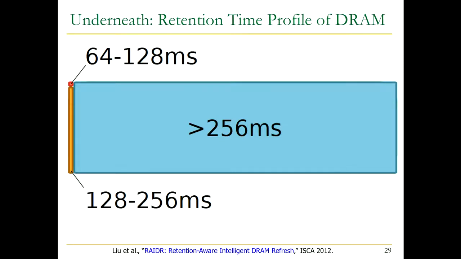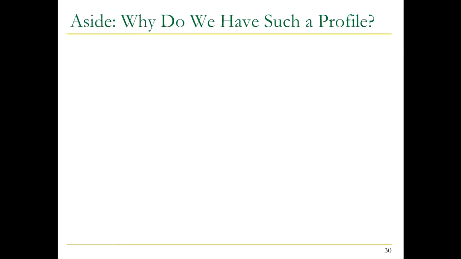Right? And in fact, you can go even more finer grained over here. Some rows can retain data for seconds, actually. In fact, people have proposed attacking a system by ensuring that you can read those rows after seconds and seconds by stealing someone's computer and actually keeping the memory intact. Okay? So basically, this is the observation. It's fascinating, right? But we're doing this refresh every 64 milliseconds. So why do we have such a profile?